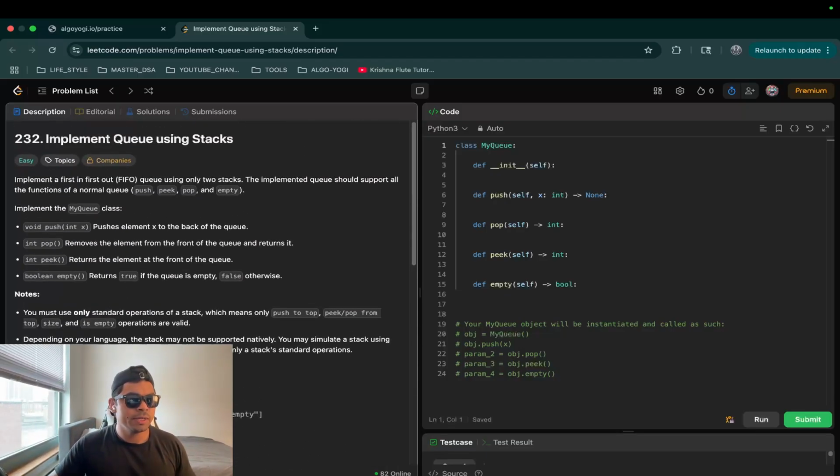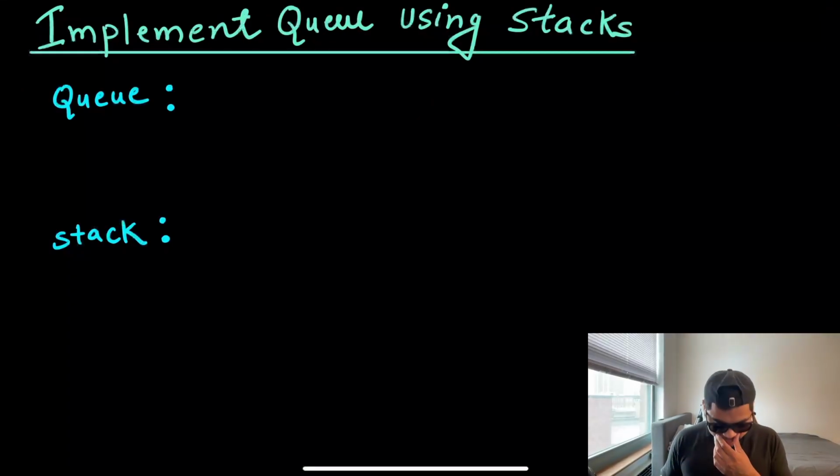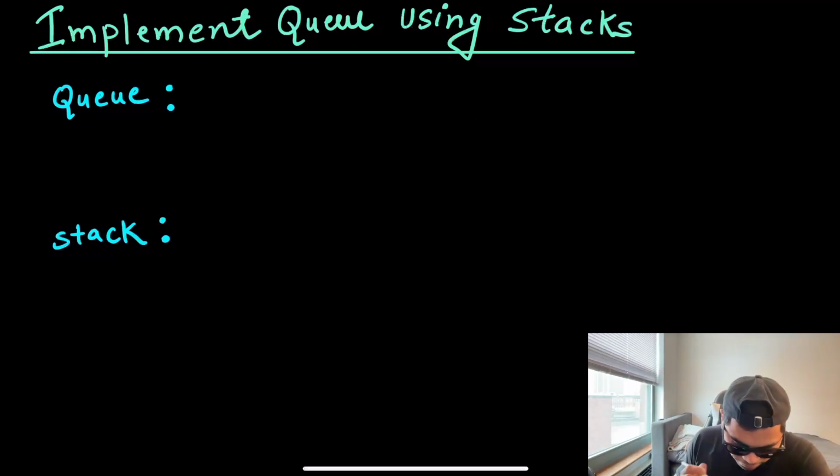Okay, so I'm going to switch the view here. Let's understand what the properties of a queue are and how it differs from a stack, and how we will basically implement those queue functions that we need to implement: push, pop, peek, and empty, using the properties of a stack.